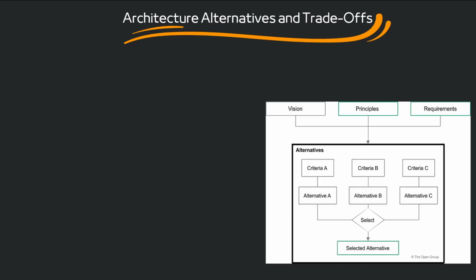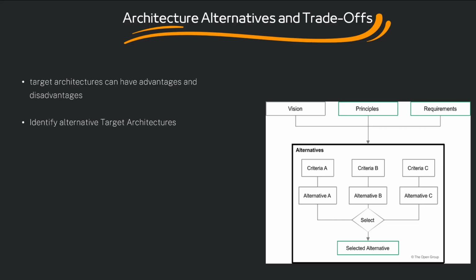When developing architecture, there can be multiple target architectures that conform to the architecture vision, the architecture principles, and the given requirements. And valid target architectures can have advantages and disadvantages, and sometimes there is not even a single target architecture that meets all stakeholder requirements. Your job as an enterprise architect is to identify alternative target architectures, build an understanding of the different possibilities, and identify trade-offs between the alternatives and competing forces.